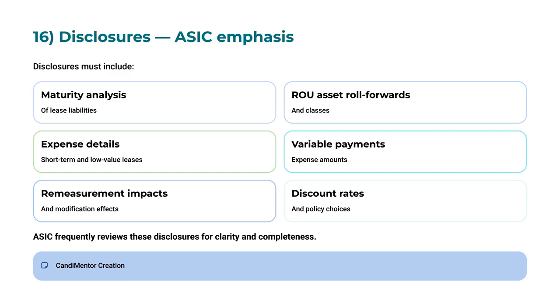Disclosures, with ASIC emphasis. Disclosures must include a maturity analysis of lease liabilities, ROU asset roll forwards and classes, expense for short-term and low-value leases, variable payment expense, remeasurement and modification impacts, and discount rates and policy choices. ASIC frequently reviews these disclosures for clarity and completeness.